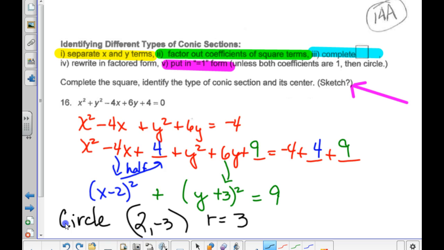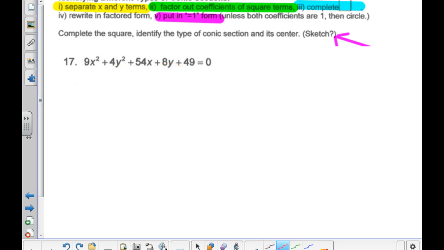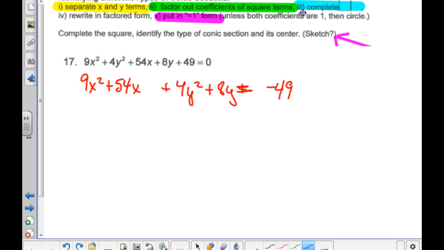All right. I need everybody paying attention. Here we go. We are going to separate out the x's and the y's. And I'm going to move the 49 over to the other side, so it'll be a negative 49. Step 2 says, factor out a coefficient if it is on the squared term. What do I need to factor out of those two? So it's going to be 9, parenthesis, x squared plus, I pulled a 9 out of 54x, it's now a 6x plus blank. But there's still a 9 out in front, I didn't lose it.